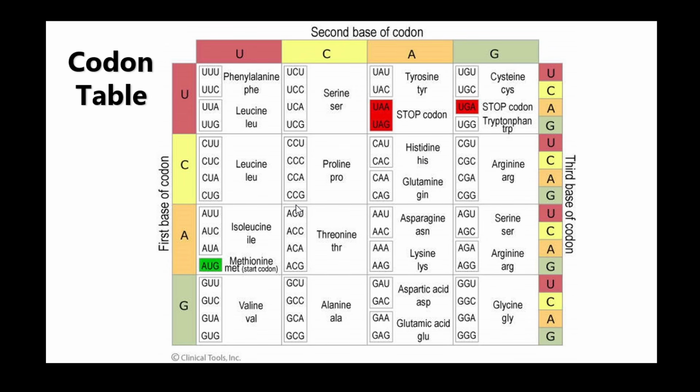If you will notice, we have AUG, which is methionine, the start codon, and we have three types of stop codons. We have UAA, UAG, and UGA. Anong relevance ng mga to? Usually, the start of translation is AUG. It signals the start.